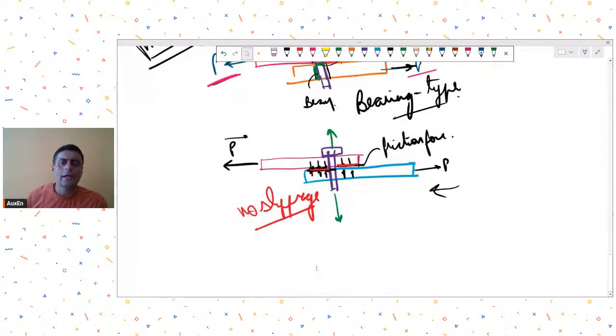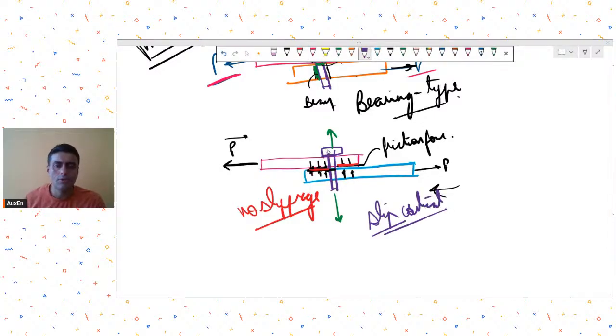So these are called slip critical connections, where we do not want any slippages. And because we don't want any slippages, we use pre-tensioned bolts, and the load transfer, instead of bearing, is a friction type load transfer. So these are called slip critical connections. I hope that answers your query.